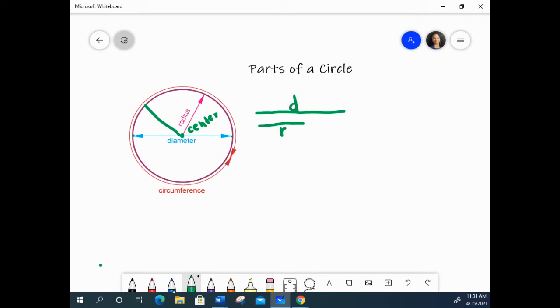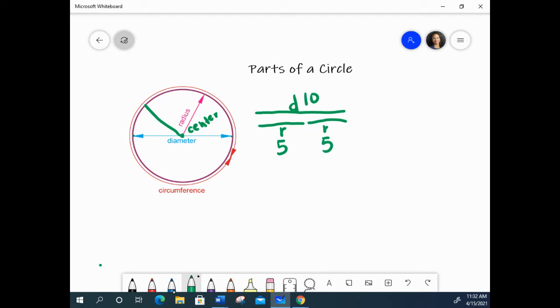So if our diameter, let's say, was 10, then that means our radius would be 5 because it takes 2 radiuses, or radii, I should say, in order to give us that 10 that we need for our diameter.